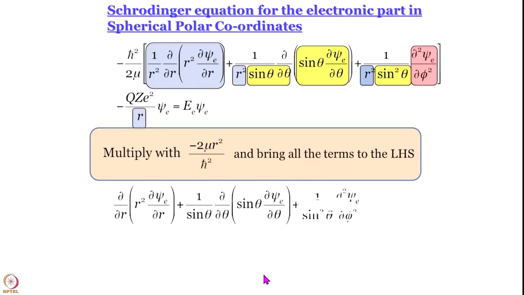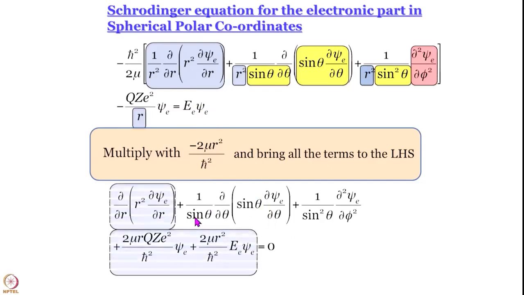What about the third term? We get 1 by sin square theta del 2 del psi e del phi 2. So in the third term only, there is a little bit of mixture of theta and phi. The first term is only in terms of r, second term is only in terms of theta. Last term is only in terms of phi, okay? And then what we do is we bring the term in energy to the left hand side as well. So all this is in r.